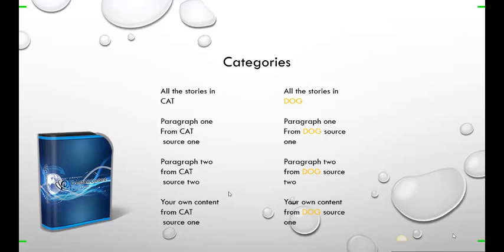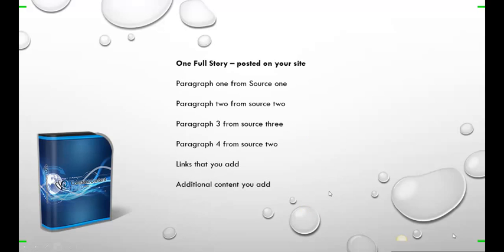And again, it all comes back to categories. So we don't end up with a mixture of the categories. For example, if you have your cats category set up, you have paragraph 1 from cat source 1, paragraph 2 from cat source 2, your own content from cat source 1. And then the dog stories are separated as well. You get paragraph 1 from dog source 1, paragraph 2 from dog source 2, and your own content from dog source 1. So again, you end up with this one full story posted on your site made up of lots of different sources of information curated together to provide a better post.